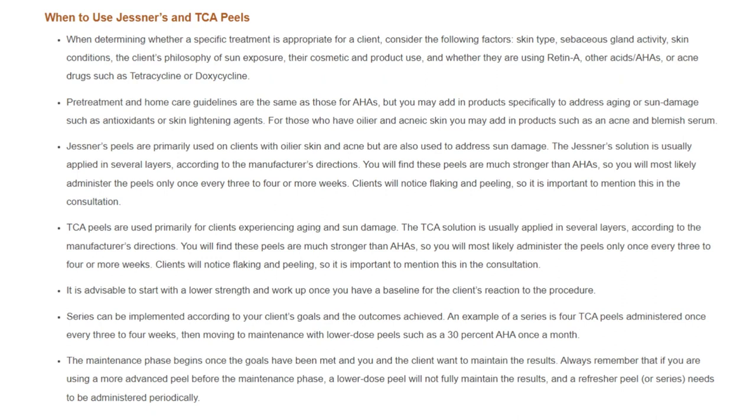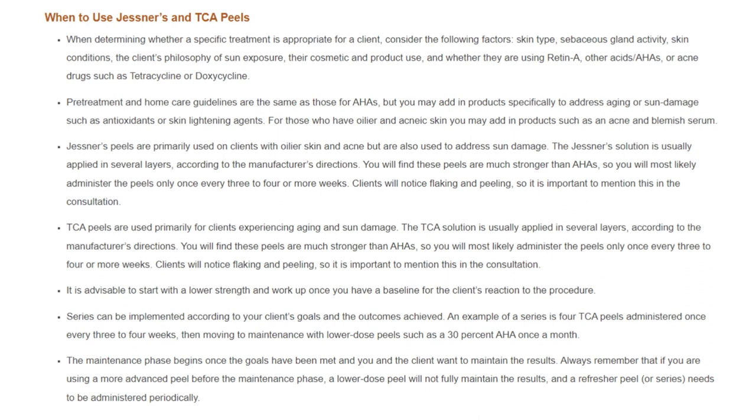When to use Jessner's and TCA peels. When determining whether a specific treatment is appropriate for a client, consider the following factors: skin type, sebaceous gland activity, skin conditions, the client's philosophy of sun exposure, their cosmetic and product use, and whether they are using Retin-A, other acids/AHAs, or acne drugs such as tetracycline or doxycycline.